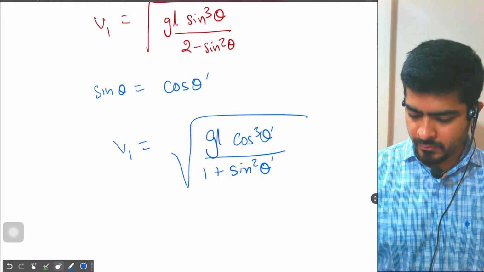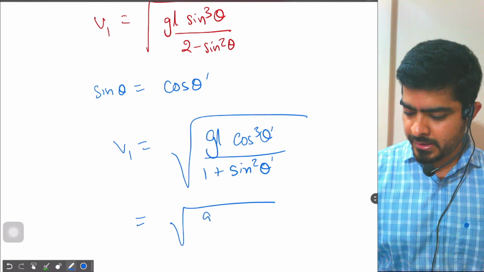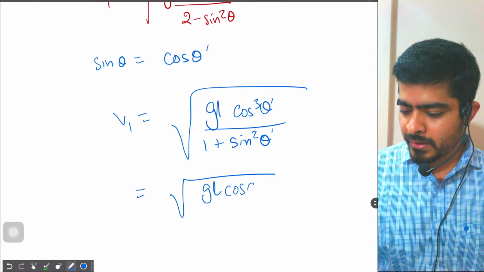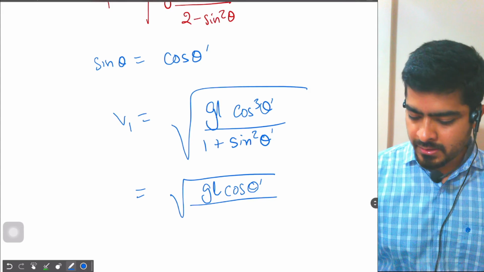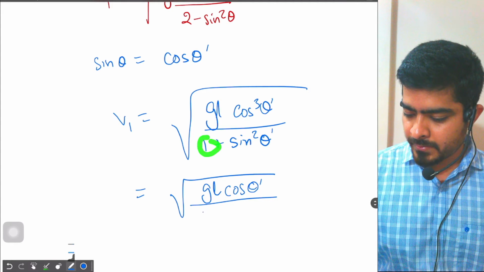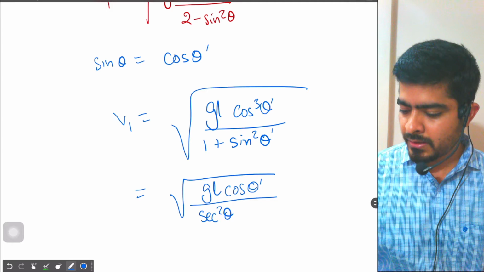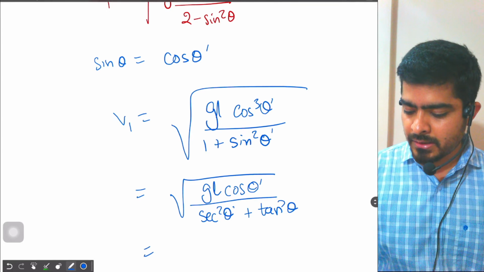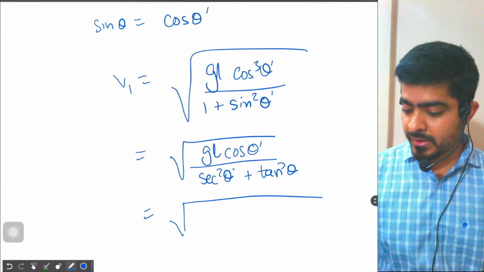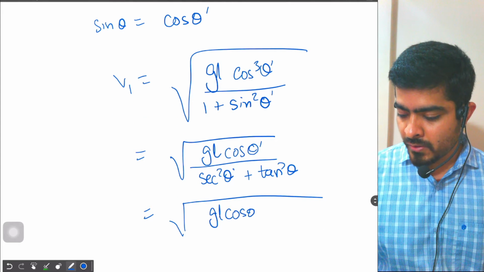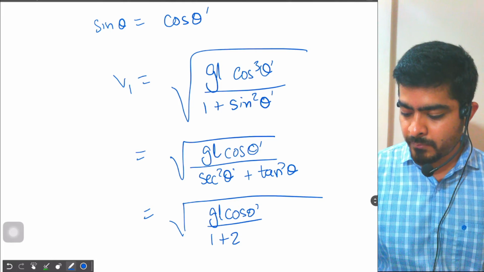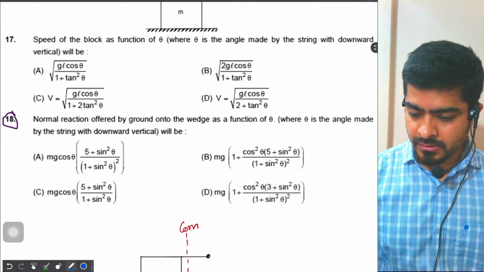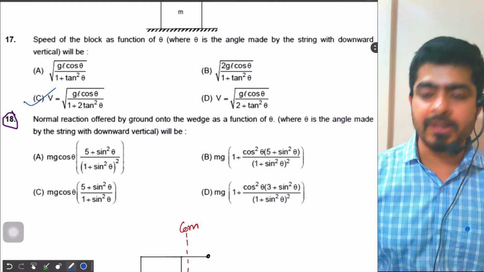So here we have to do what? Right, GL, divide the numerator and denominator by cos square theta. So in the numerator you are left with cos theta dash, and 1 by cos square will be sec square theta plus sine by cos will be tan square theta. Now sec square theta will be 1 plus tan square theta. So you get this to be equal to GL cos theta dash divided by 1 plus 2 tan square theta dash. So you get option C to be the correct option.